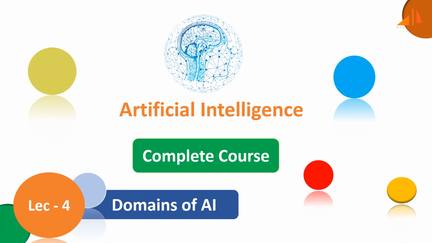Hi friends, in the last 3 lectures we have covered the basics, the evolution history of AI, and the types of artificial intelligence systems based on their functionalities and stages of intelligence. In this tutorial we are going to cover the domains of AI, or you can say the different approaches by which we can achieve artificial intelligence. There are various methods which can be used in developing an artificially intelligent system.